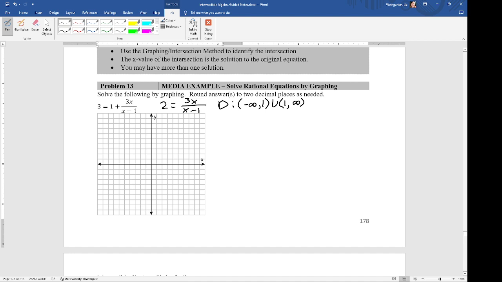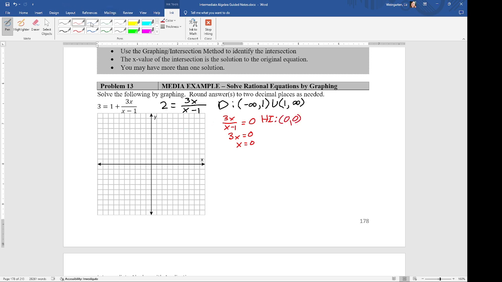Our horizontal intercept is when y equals 0. So we're going to set this equal to 0. I'll do this in red. Multiply both sides by x minus 1. Divide both sides by 3 and we get x equals 0. So our horizontal intercept is going to be at (0, 0).